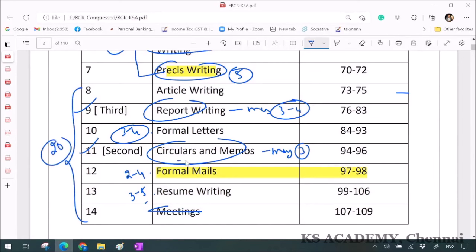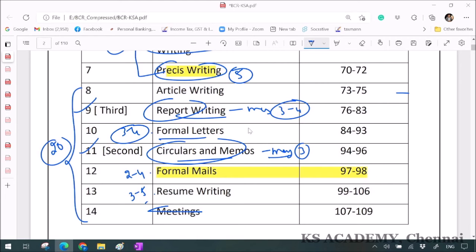In that also, circular and memo, if it comes, 3 to 4 marks. Formal letters, 3 to 4 marks. Report writing, 3 to 4 marks. In that report, we have already seen 3 types of report: newspaper report, magazine report, then formal report. In formal report also, one is that long thing which I told you, which they cannot ask for 4 marks. If they ask that for 4, please leave it and come. Some 3-4 pages you have to write for 4 marks.